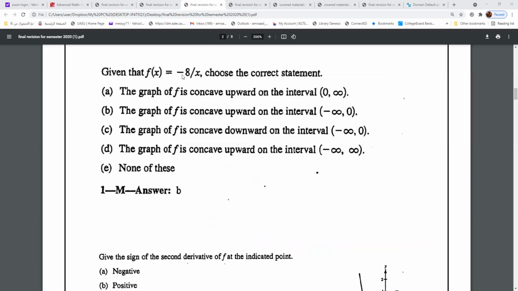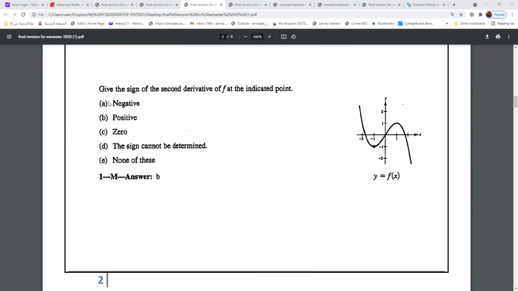Let's solve the next problem. Give the sign of the second derivative of f at the indicated point. Here at this point, the curve of the function is concave upward. I have a relationship between the concavity and the sign of the second derivative. Concave upward means more than zero, it means positive. That is why our choice is B.